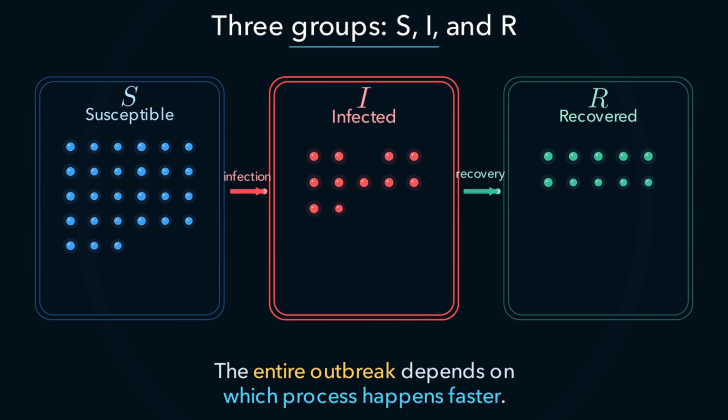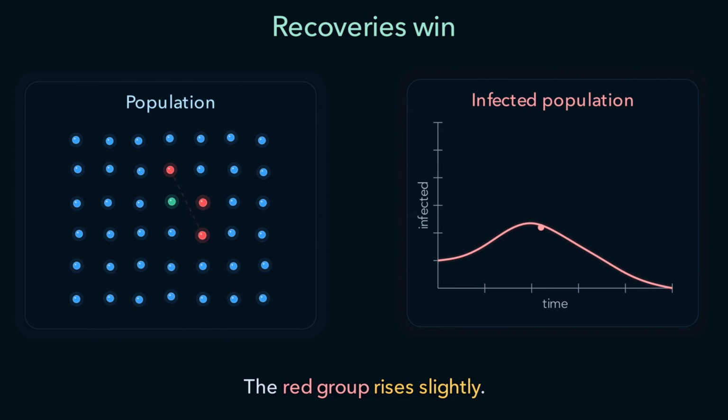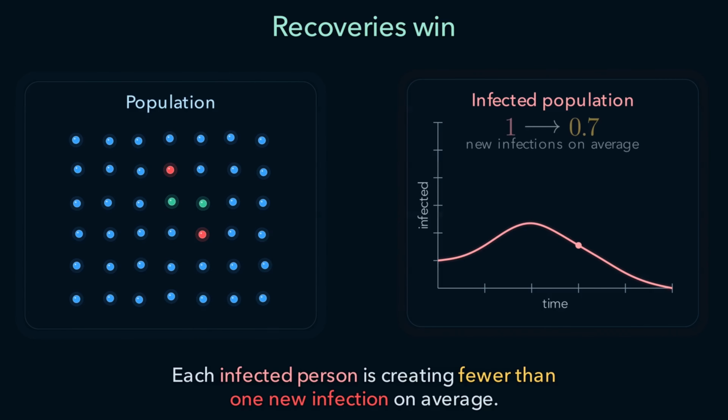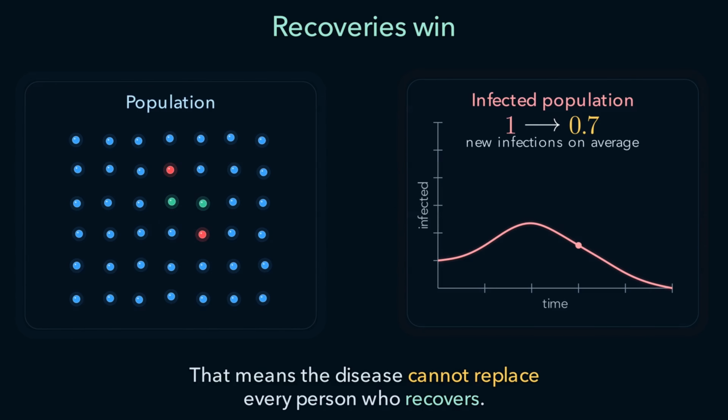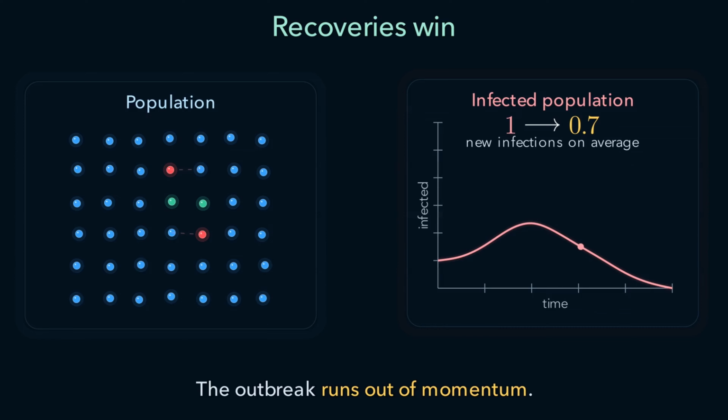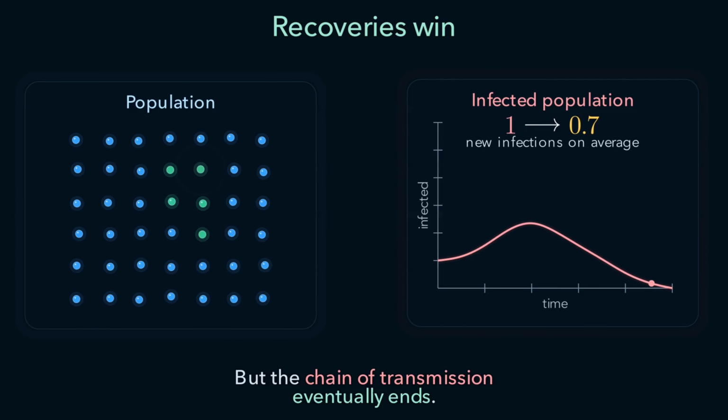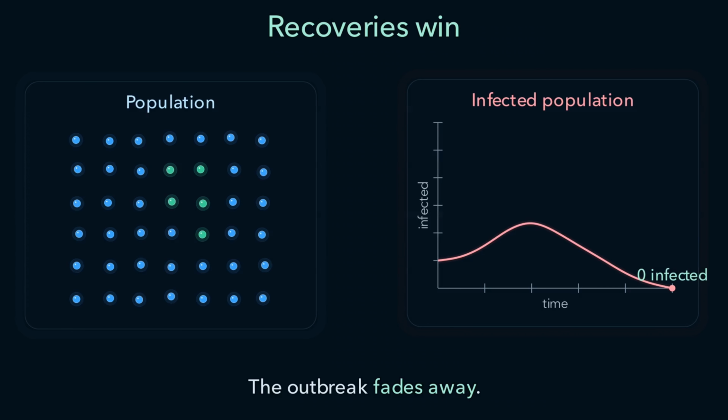Infection versus recovery. Now, imagine that infected people recover fairly quickly, or perhaps they do not meet any other people while they are infectious. One person gets infected, they may infect someone else, but before the chain grows, people begin recovering. The red group rises slightly, then it starts shrinking. Every infected person is creating fewer than one new infection on average. That means the disease cannot replace every person who recovers. The outbreak runs out of momentum. A few people may still become sick, but the chain of transmission eventually ends. The outbreak fades away.